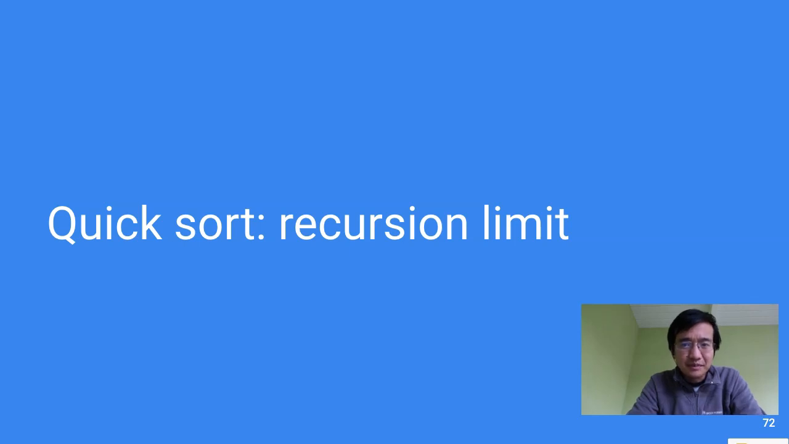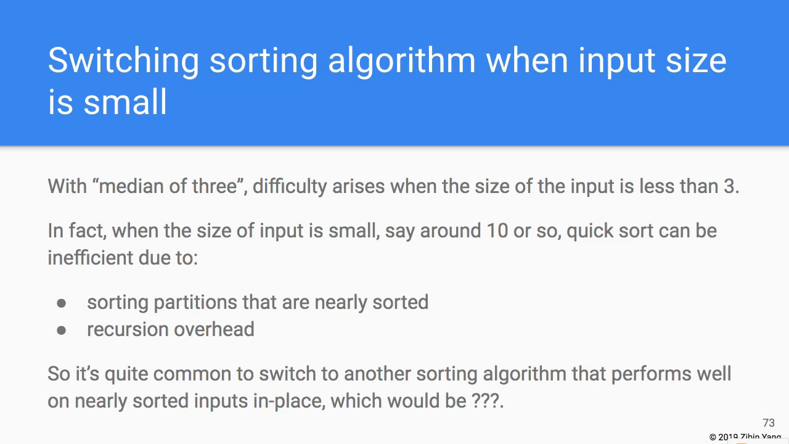Hi, so we're going to talk about the limit to quicksort recursion, or really what quicksort should do when the input becomes small. So we've just studied median of 3 as a way to pick the pivot. Now, it has a small problem when the size of the input is less than 3, right? Because it needs 3 samples.